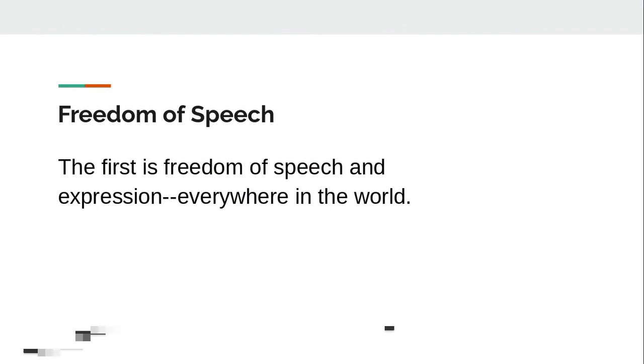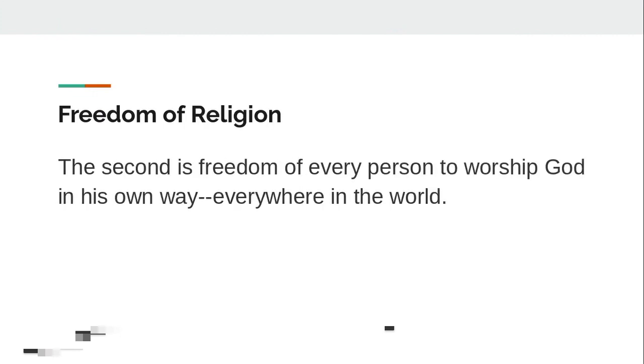Okay, so the first one was freedom of speech, and this is the actual quote that he said: the first is freedom of speech and expression everywhere in the world. If you remember back to sixth grade, that is also one of the First Amendment freedoms, and this is the freedom to say what you want to say everywhere in the world. The second was freedom of religion, and he stated it as the second is freedom of every person to worship God in his own way everywhere in the world.